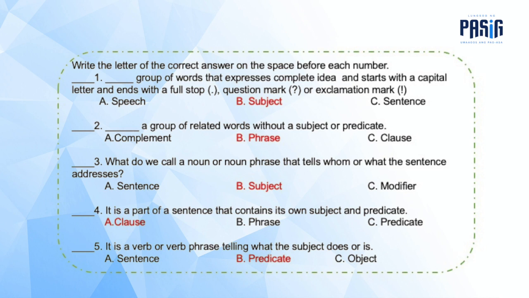Number 3. What do we call a noun or noun phrase that tells whom or what the sentence addresses? You are correct. It's B, subject. Number 4. It is a part of a sentence that contains its own subject and predicate. Perfect. The answer is A, clause. And number 5, it is a verb or verb phrase telling what the subject does or is. You are right. It's B, predicate.